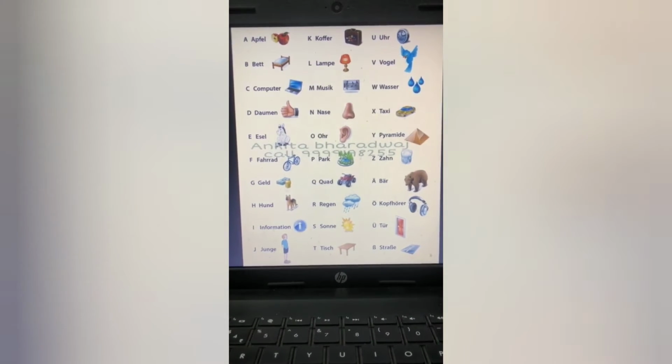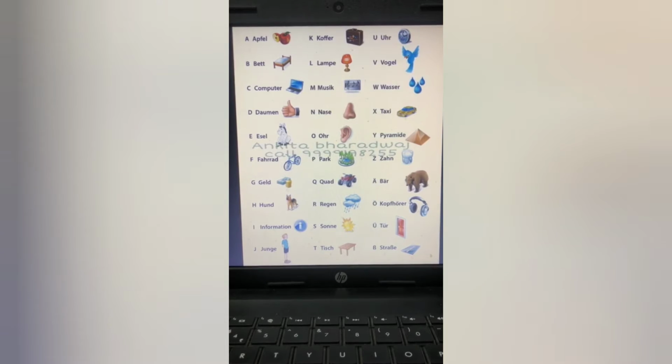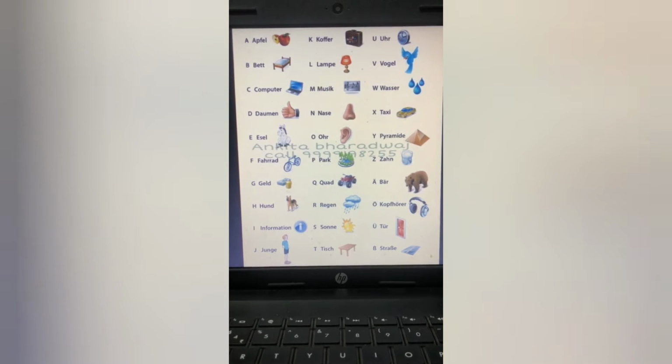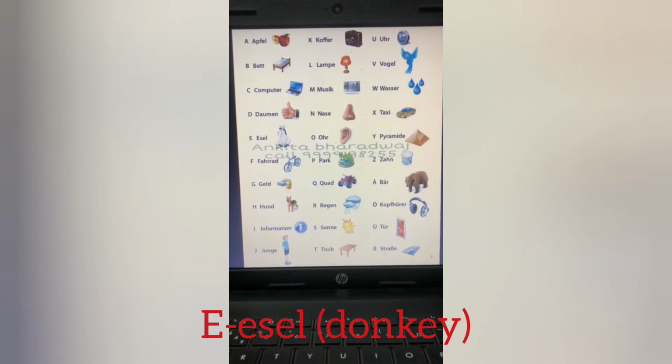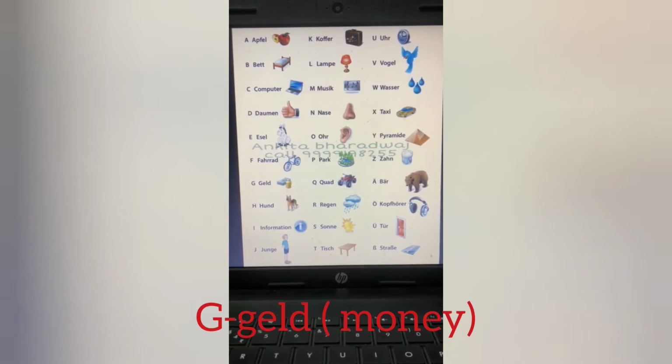D says Daumen. Thumbs up means Daumen. E says Esel. Donkey means Esel. F says Fahrrad. Bicycle means Fahrrad. G says Geld. Money means Geld.